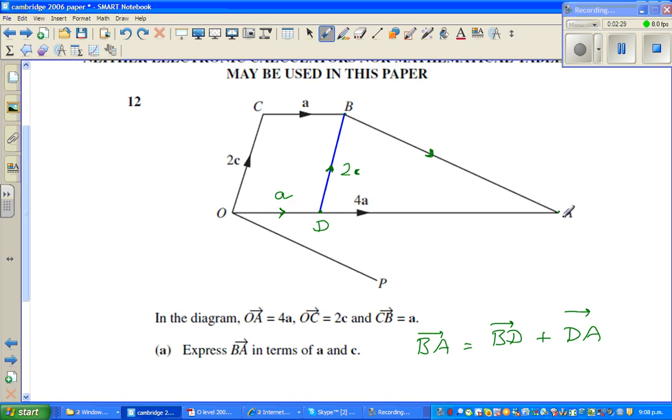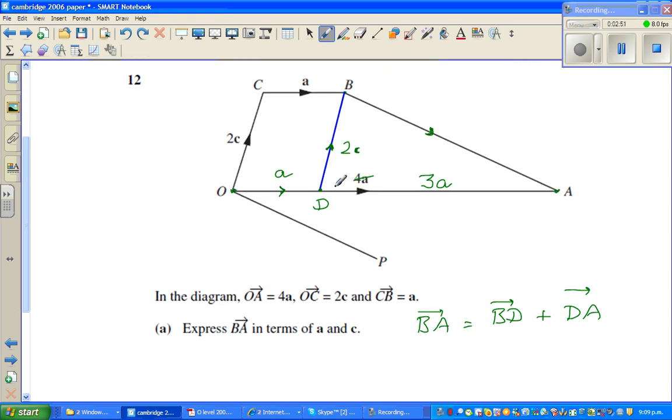Now, the vector OA is 4A, and this is A, so I hope you understand the magnitude of the vector from D to A would be 3A. You should know the addition rule of vectors. Vector DB we are saying is equal to 2C. If DB is 2C, BD would be minus 2C, so that's minus 2C plus 3A. That's the answer.